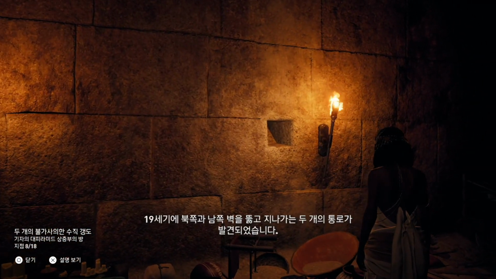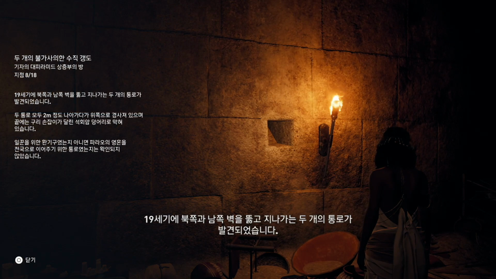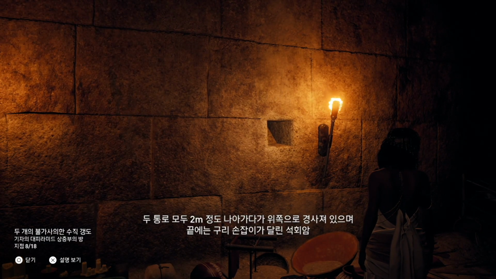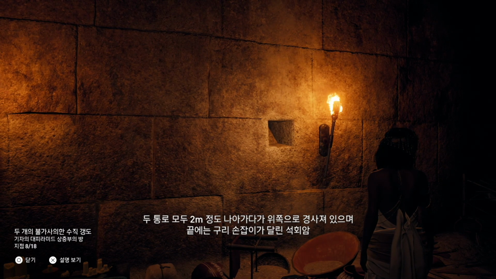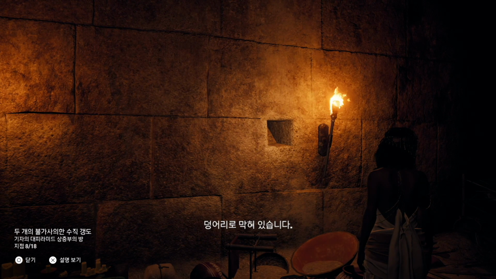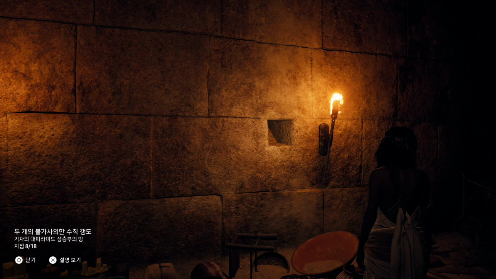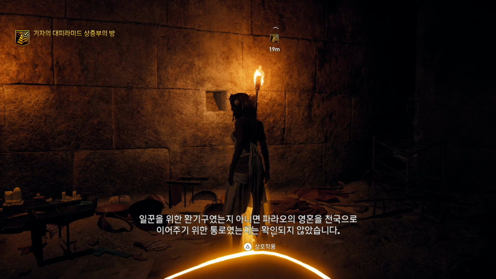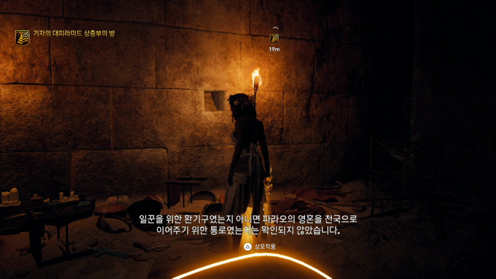In the 19th century, 2 shafts were found running through the north and south walls. They each run in a horizontal line for 2 meters before sloping upward, and both are closed off with limestone blocks fitted with copper handles. Whether they were intended as ventilation shafts for workers or a celestial connection for the pharaoh's spirit is unconfirmed.